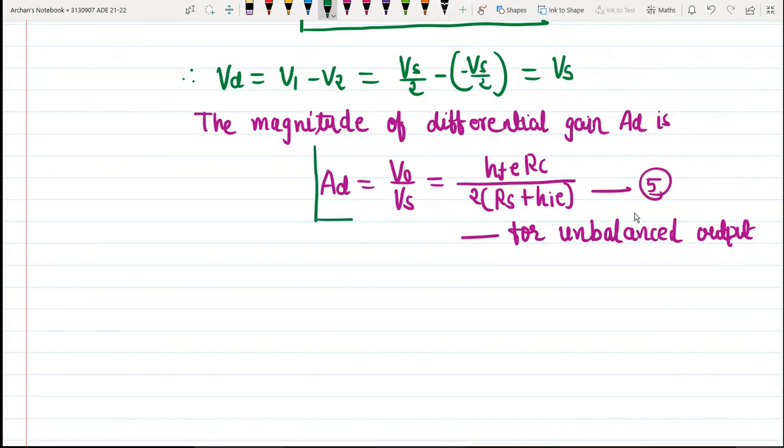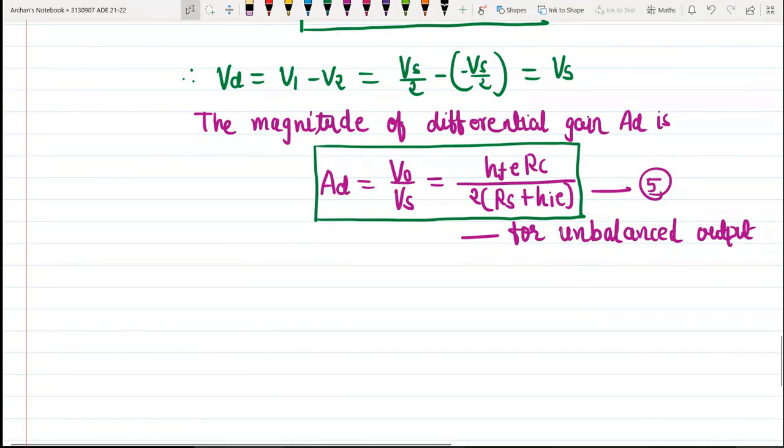This is also one of the important equations. The gain obtained in this equation is for the circuit where the output is measured with respect to ground, and that is the reason why it is unbalanced output. Now we are interested to obtain the differential gain for the differential amplifier with balanced output. Balanced output is across the two collectors of transistor Q1 and transistor Q2, which are perfectly matched. That means their characteristics are the same.